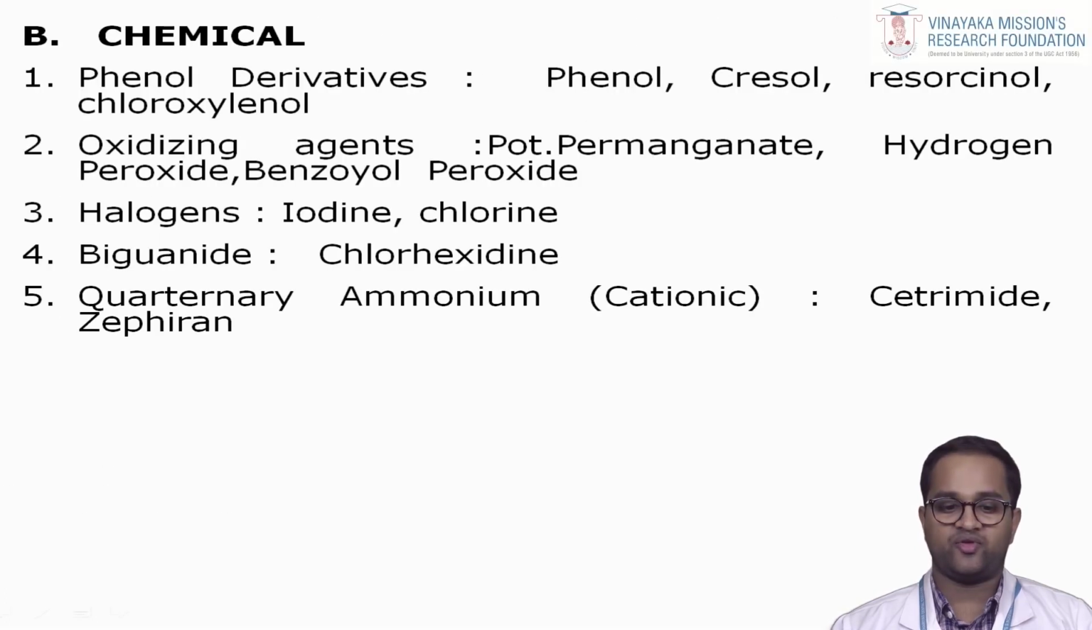Coming to chemical agents, you have phenol derivatives like phenol, cresol, resorcinol. Coming to oxidizing agents, you have potassium permanganate, hydrogen peroxide, etc. Halogens, you have iodine, chlorine. Biguanides, you have chlorhexidine. And quaternary ammonium salts, you have cetrimide and zephiran.